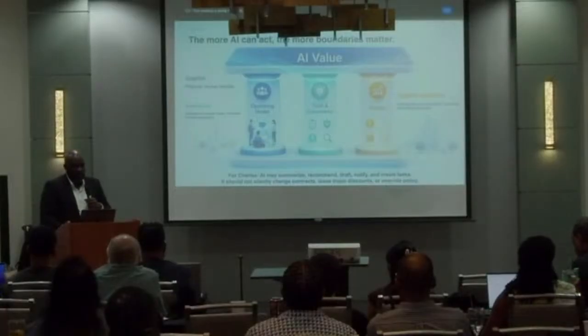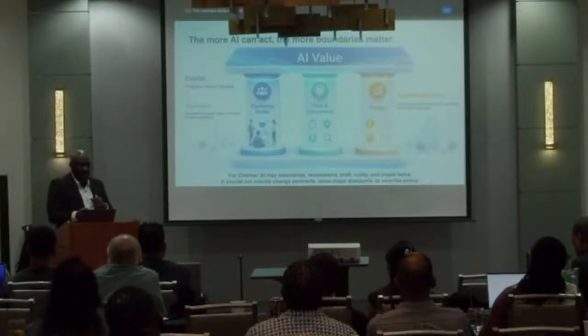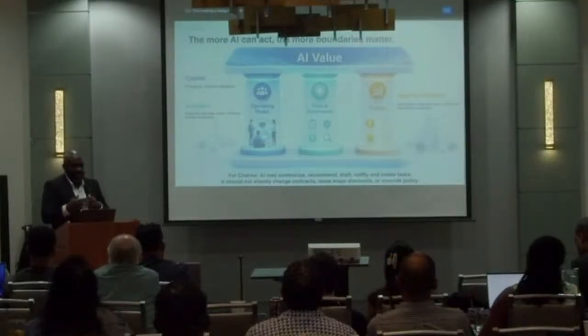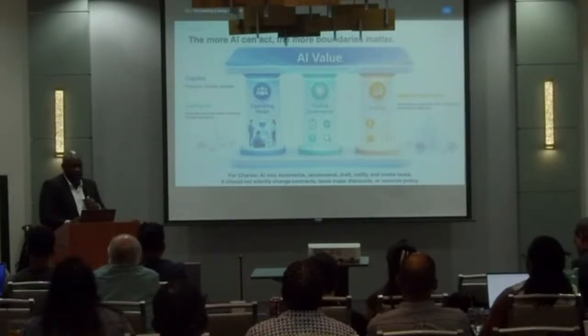So Copilot is meant to be something that assists the human. An autopilot system actually takes decisions, but what you need to do with the autopilot system is bound the tasks that it can do and then allow humans to handle the exceptions, right? So it's done across operating models, trust and governance, and financial ops. And then this is how agentic systems are put together.